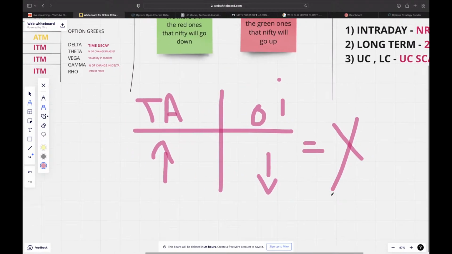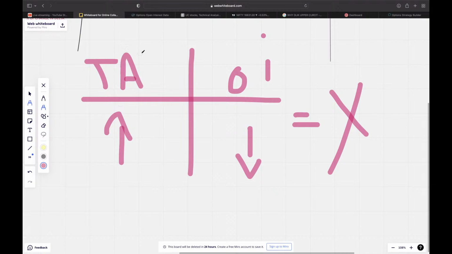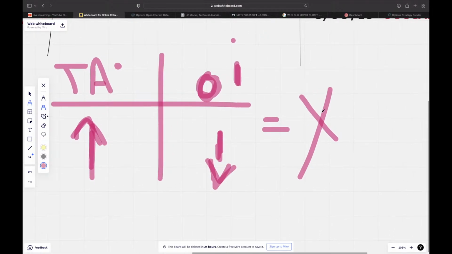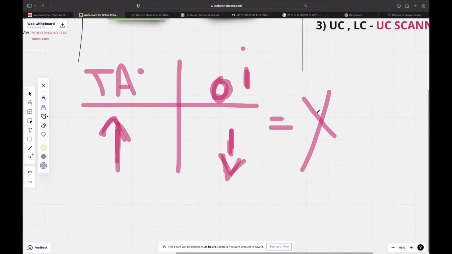No. If your technical analysis here says market will go up, okay, and your OI data here says market will go down, see, you should not take this. Why? Because it is opposite to each other.